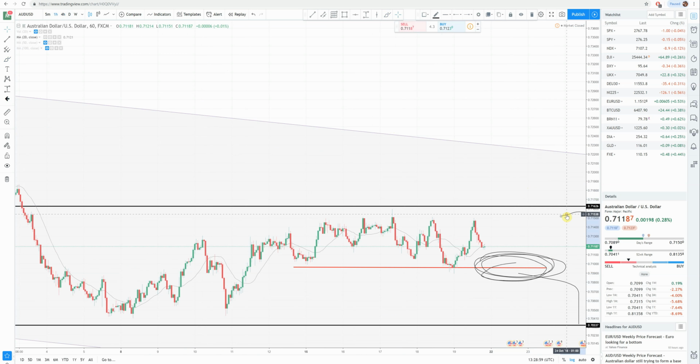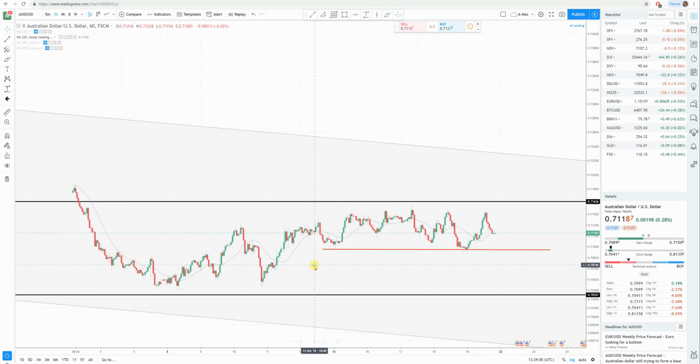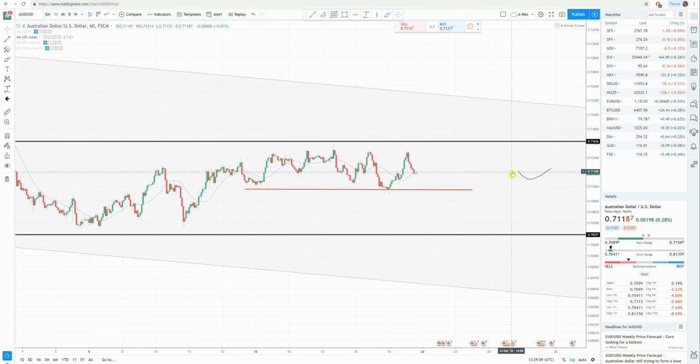Same for the 1 hour chart. I'm waiting for a few possibilities. We have some possibly good trades here. Let's see the range of these possible trades.